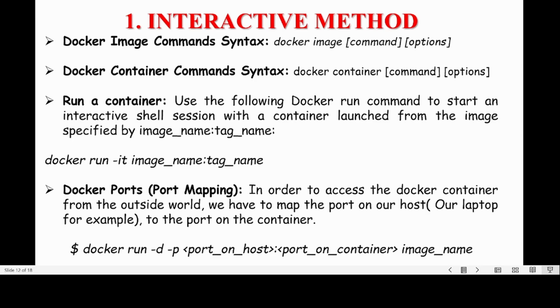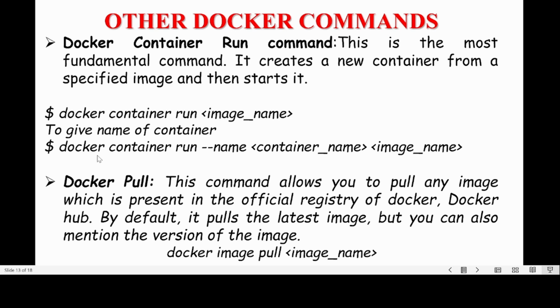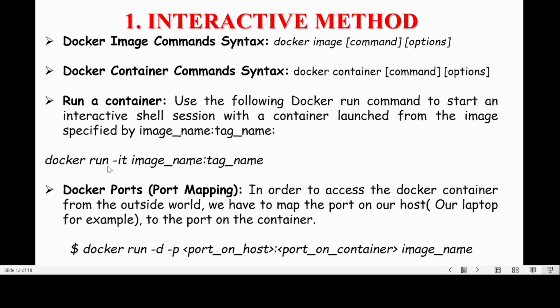Now to run an image, all you need to do is docker. This is a shortcut. You have to have docker container run. So to run an image, use docker container run. Now you have options. Options include -it, which means to run in interactive mode, then -t, and -p. -p is the port. So you want to map the port on the host machine to the port on the container.